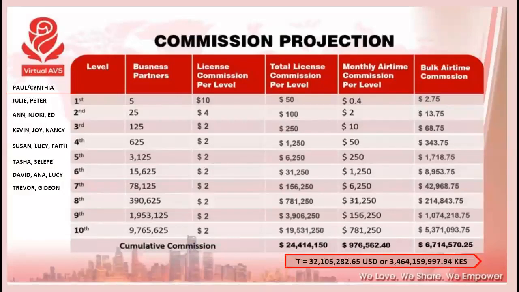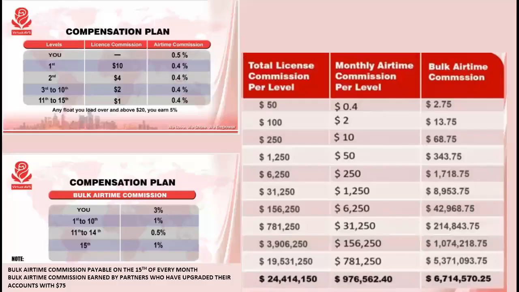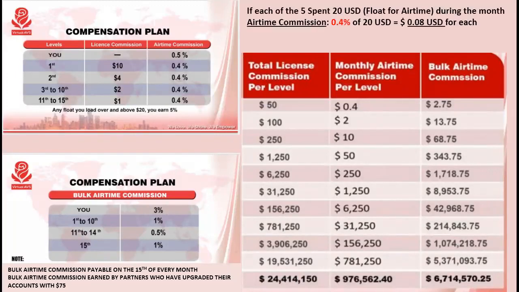So the total accumulation up until the 10th level, as you can see there, comes to a total of $24 million from the license commission. You're also getting monthly airtime commission that has added itself up automatically in the system to $976,000. Then every single month you're getting $6 million coming in. So if you've ever considered a business in airtime distribution, this is it. This is the opportunity that you're getting.